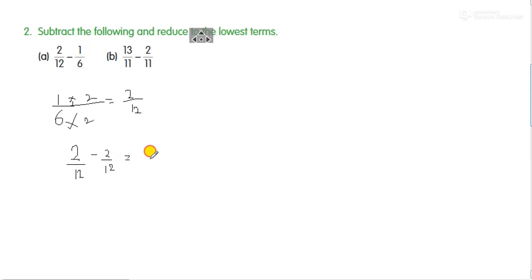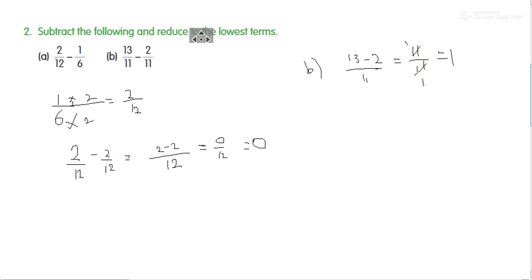So equals, the denominators are 12. Here 2 minus 2 equals 0 by 12. So equals, it's 0. Next 13 by 11 minus 2 by 11. So here the denominators are the same. So here 11. So 13 minus 2 equals 11 by 11. So 11 ones are 11. So the answer is 1.